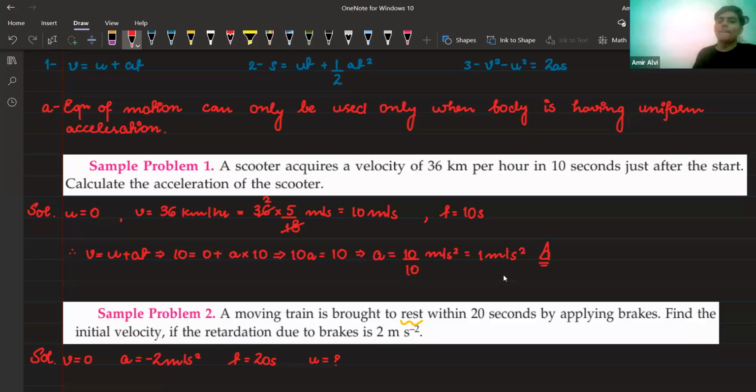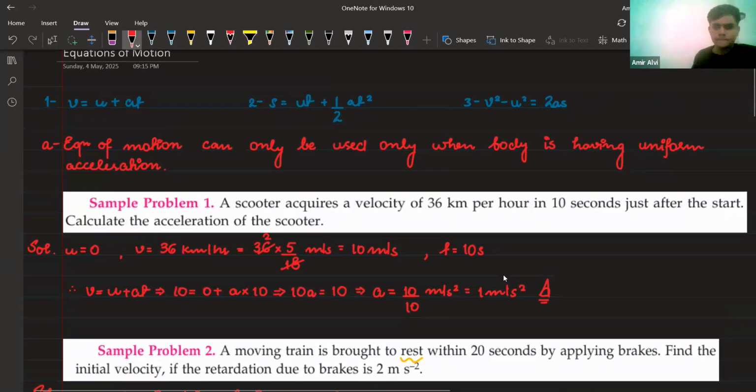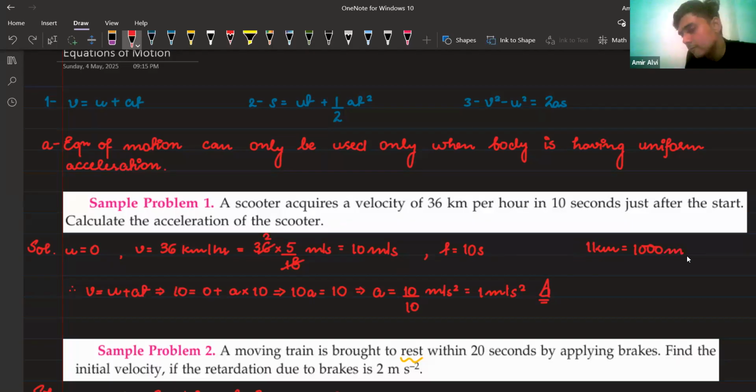Is this clear? Sir, for the velocity, you did 36 into 5 divided by 18. How do we convert it? Yes, Naisha, we did it. I told you once, I think, at the start of the motion chapter. See this thing: 1 kilometer is equal to 1,000 meter, right? Yes, sir. And 1 hour is equal to 3,600 seconds.